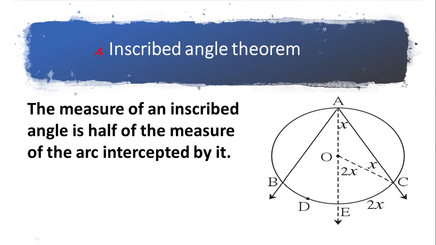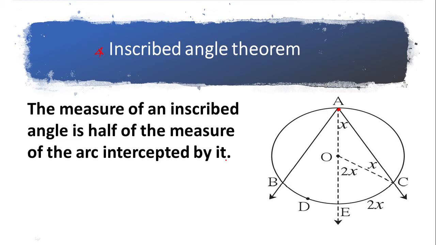So here we are able to clearly see angle BAC is an inscribed angle. Why? Because its vertex A lies on the circle. So it is an inscribed angle. Then what is the theorem? The measure of an inscribed angle is half of the measure of the arc intercepted by it.